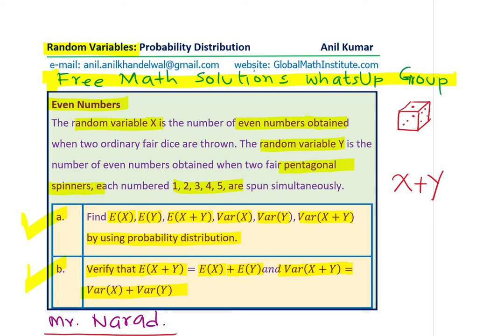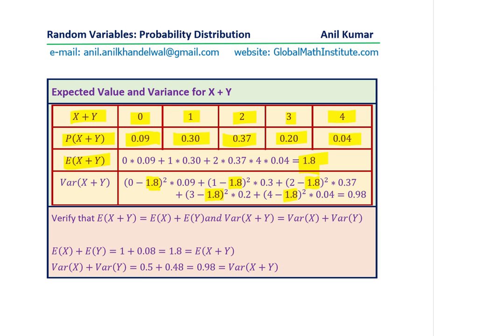Now, let us verify our result. So let's look into part B, where we want to verify whether the expectation of x plus y is equal to the sum of Ex plus Ey, and also whether the variance of x plus y is equal to the variance of x plus the variance of y. We have all the values. We can add them up and verify.